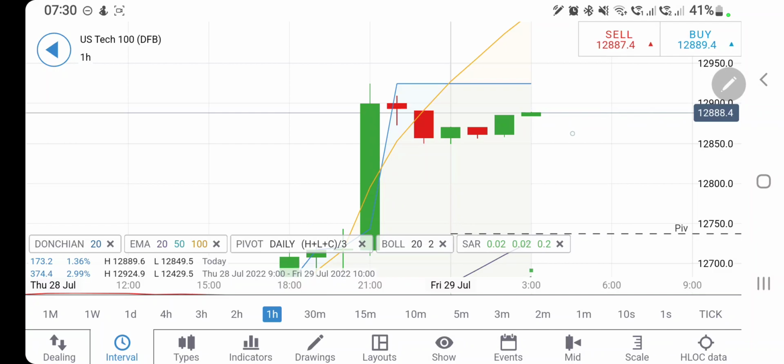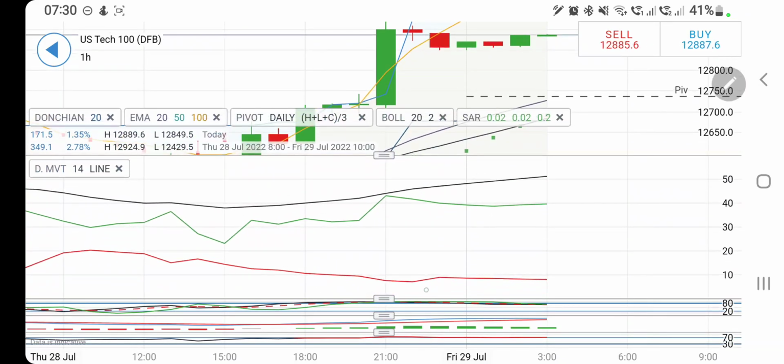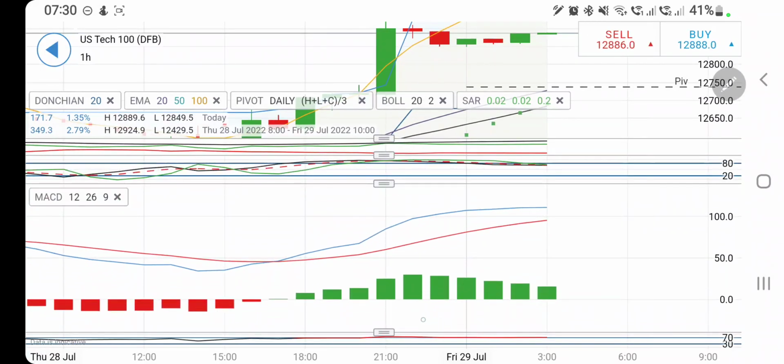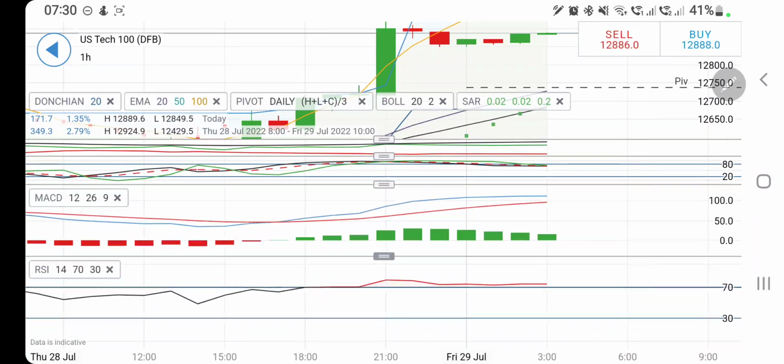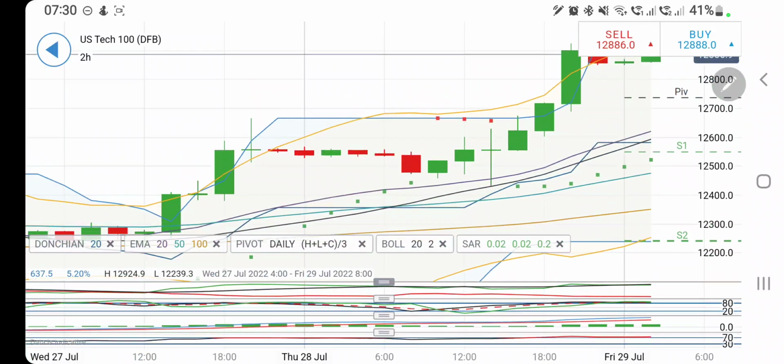And yes, on the upside, be watchful of 12,920 levels. So once it breaks past this, you can expect a further high. What could be the next target? Definitely it will breach 13,000 levels. Directional movement bullish. Stochastic is near to overbought. MACD is wide divergent and bullish there. RSI is overbought on the hourly charts.